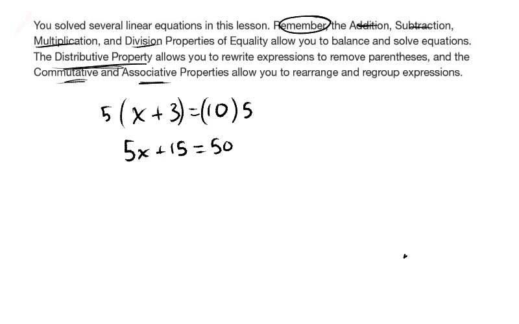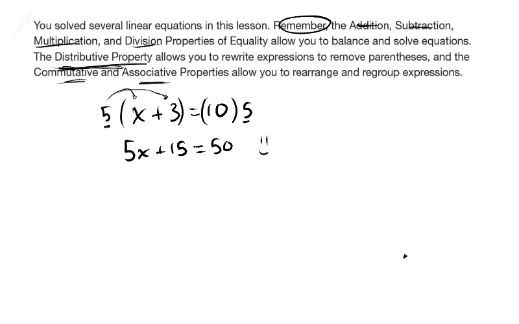Here's the thing. These properties of equality tell me that if I have equal things, and I start with x plus 3 is 10, and I multiply by equal things, I multiplied both sides by 5, then I get equal things. I also used the distributive property: I distributed this multiplication by 5 across the addition. But certainly this new expression is equal because the original expression was equal and I multiplied by equal things.